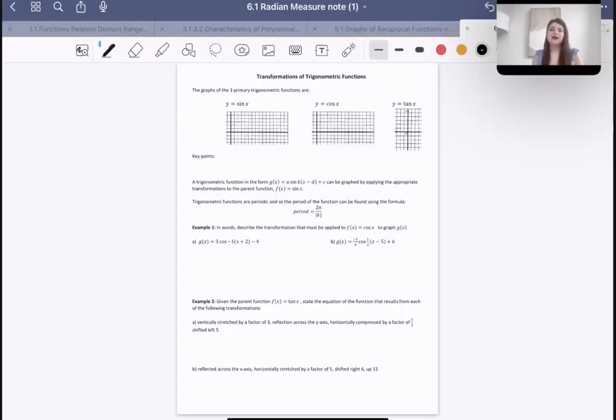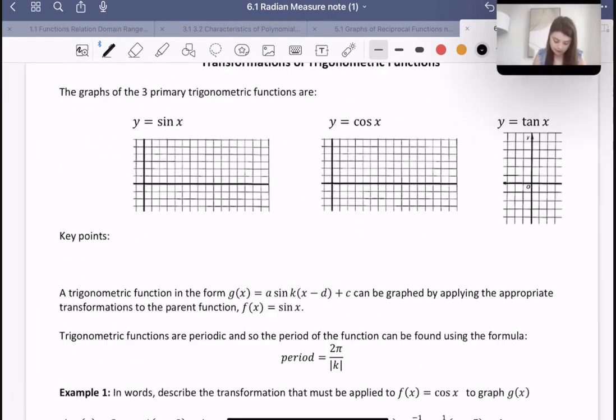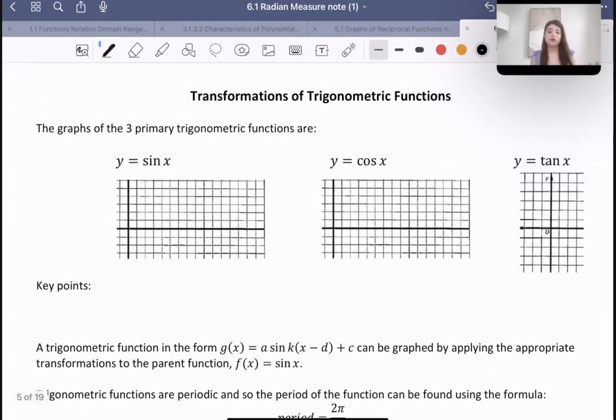Hello, everyone. Welcome back. Today we are going to be talking about transformations of trigonometric functions. All right, so first things first, let's draw the primary trig functions and just what they look like ordinarily.